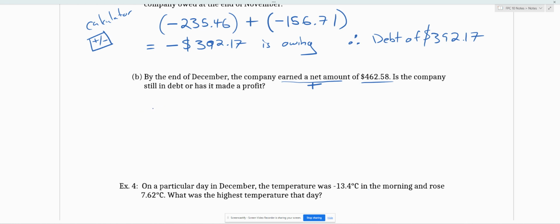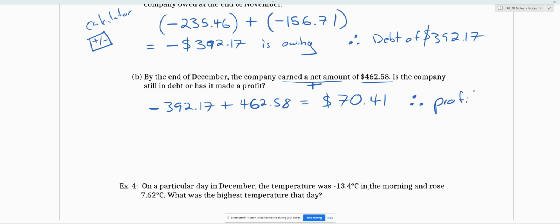Well, it was in debt. We had a negative of $392.17, and we're adding this net amount. So this is adding a positive, which is 462.58. And if we put that in our calculator, we're going to get an overall result of $70.41. It looks like they've paid their debts and they're in the profit. So therefore we have a profit of $70.41. So that's looking a little better.